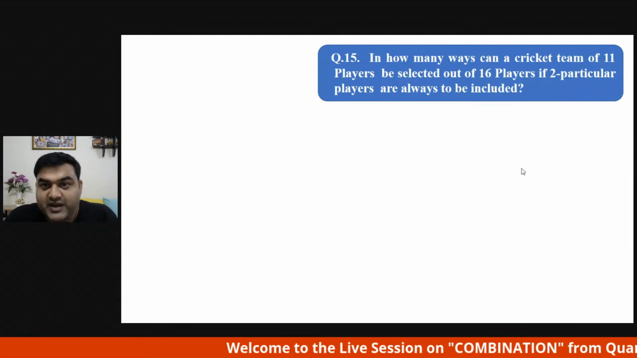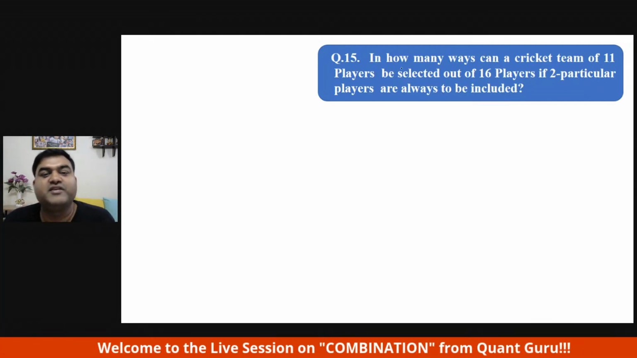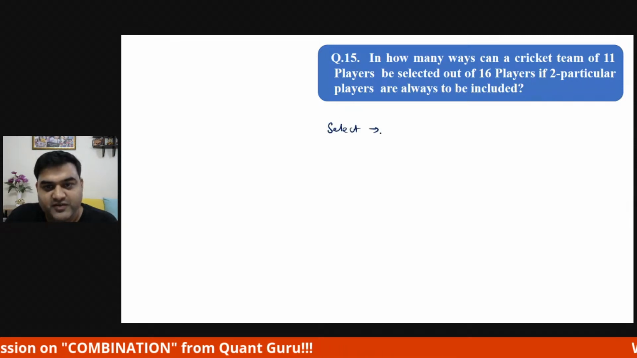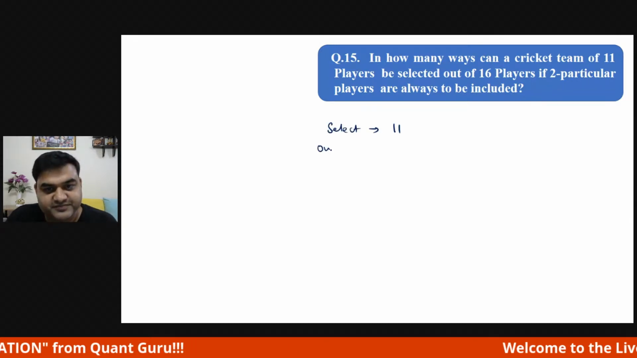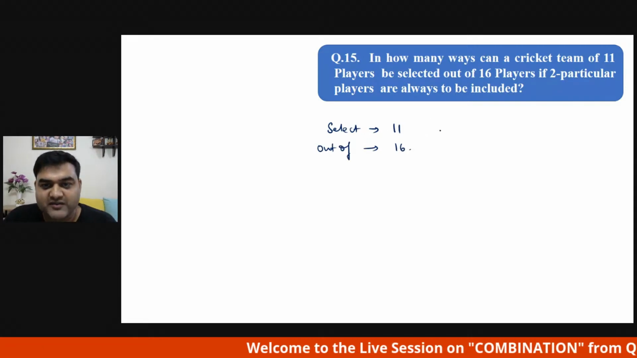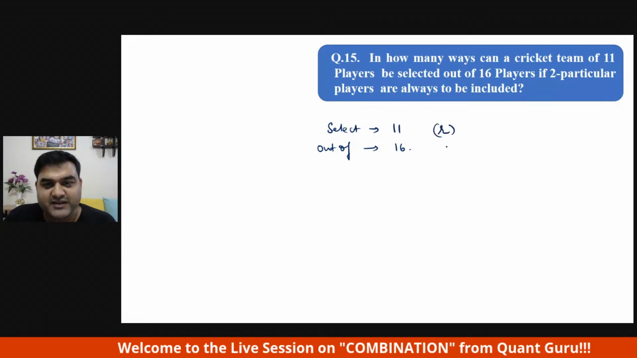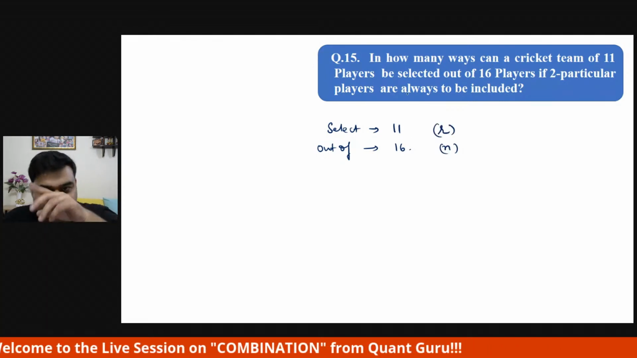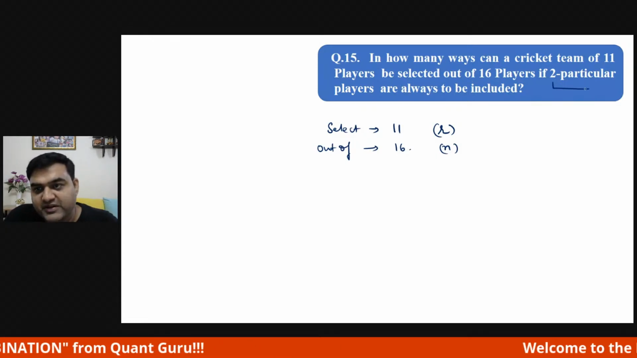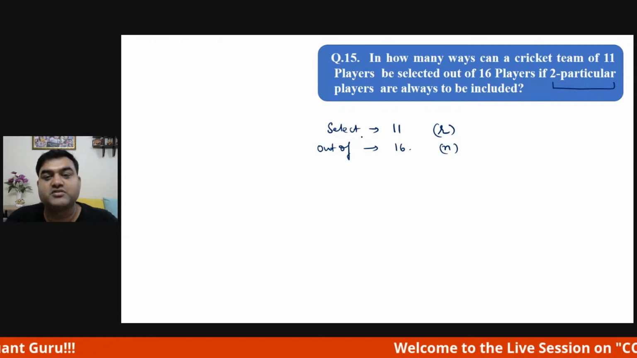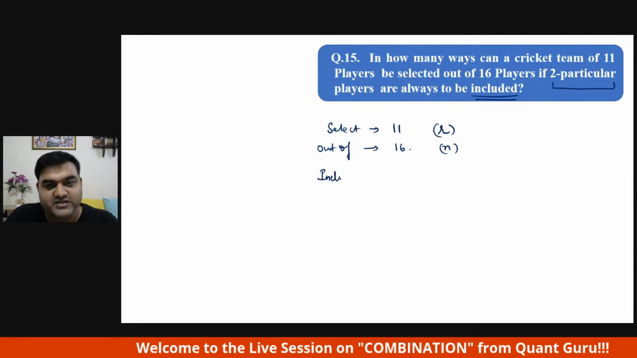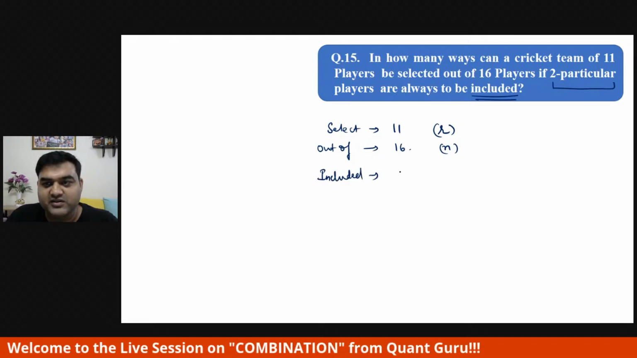Question is, in how many ways can a cricket team of 11 be selected out of 16? So R value is 11, N value is 16, that we got. But here the question is, if 2 particular players are fixed, are to be included. So this is included. How many people have to be always included? Included are 2.